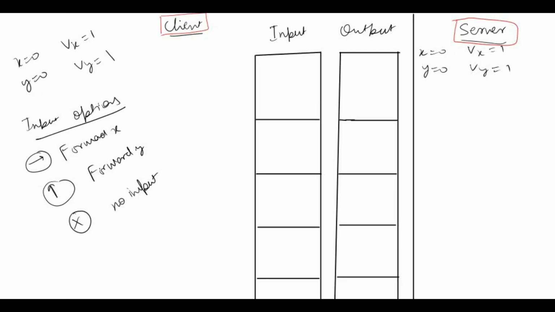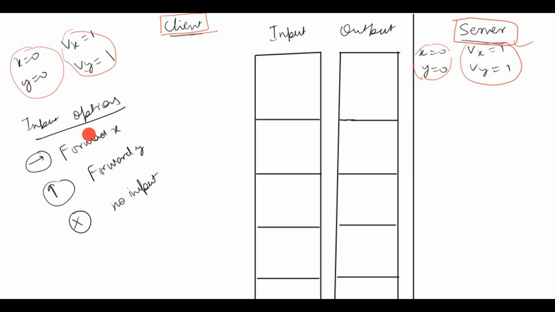Now we will discuss example number 2. If you guys didn't understand anything in the first example, you will get it in the second example. So this is your client side and this is your server side. Here the starting position on the client side is x equal to 0 and y equal to 0, and x velocity is 1 and y velocity is also 1. The same is on the server side: x is 0, y is 0, and velocity x and velocity y are both 1.